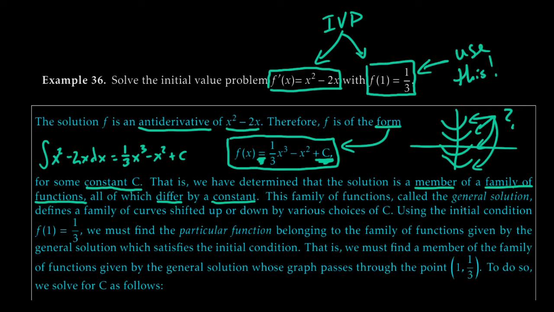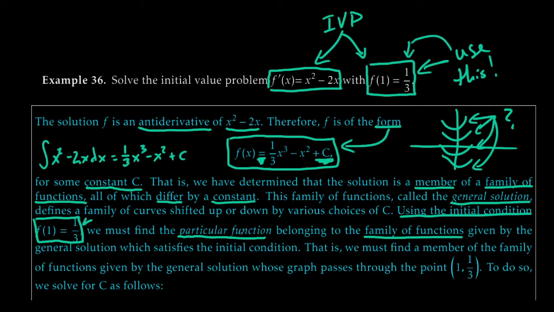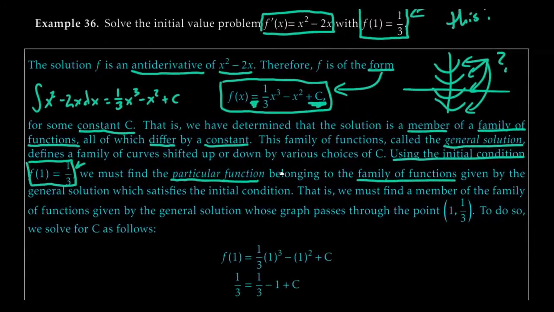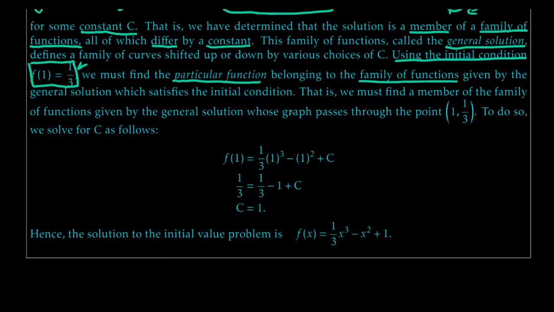Okay, we're going to take our general solution. We're going to find out which c it should be using the initial condition f of 1 is 1/3. So we're going to find a particular function belonging to this family of functions using this piece of data, this guy right here. We're going to solve for c just by figuring out what it has to be.